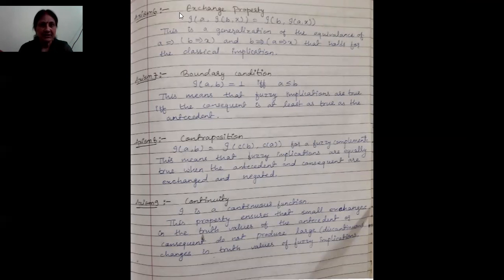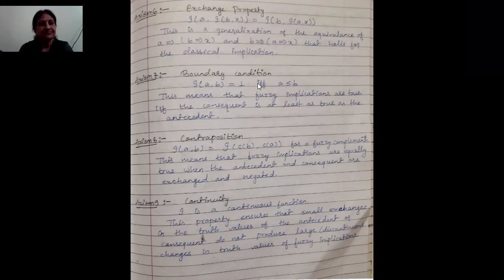Now come to axiom 6, exchange property. We see that there are 2 symbols of I here and 2 symbols of I here. What is the difference between the left and right? Here A and B are in this order, and here the order is B, A. So this is a generalization of the equivalence of A implies (B implies X) and B implies (A implies X) that holds for the classical implication. So this is the exchange property.